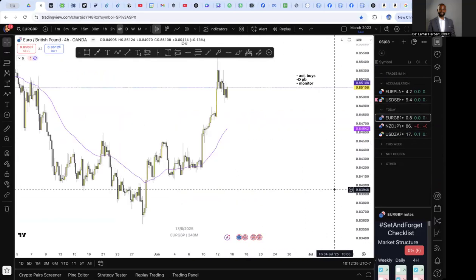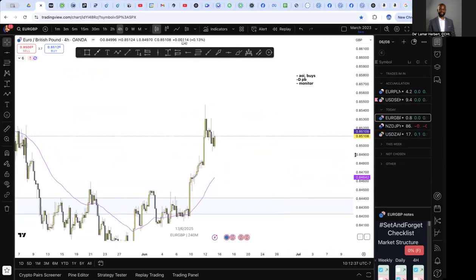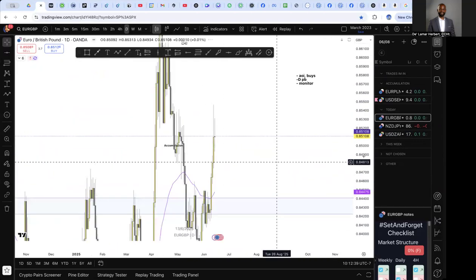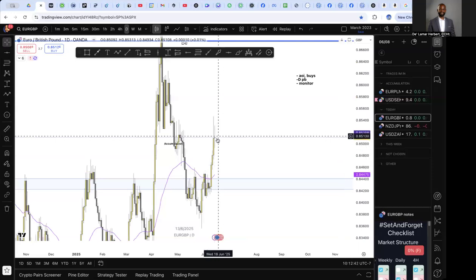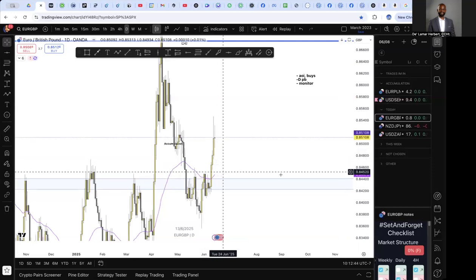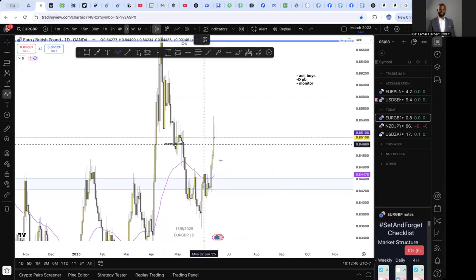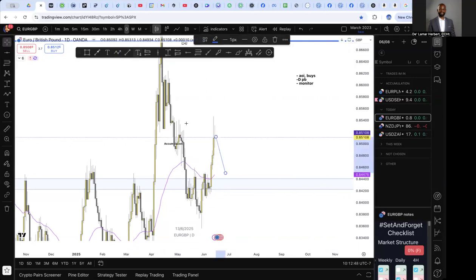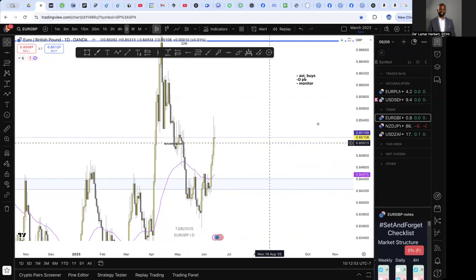And then last but not least, Euro GBP. We're going to be taking buys, but waiting on a daily pullback. We need a daily pullback. We'd love for it to come down a little bit close to this AOI, but if not, then we'll be looking for that daily pullback and just buying within that area for a risk trade.